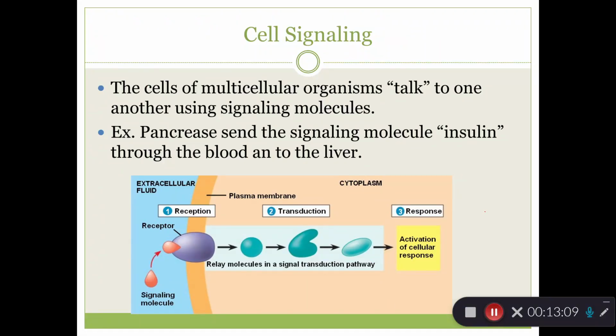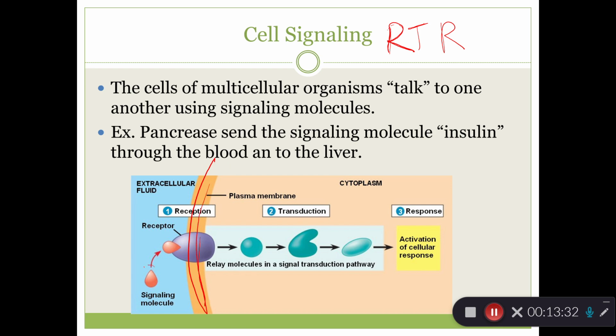Listen, I tell everybody, whether you're an Alabama fan or an Auburn fan, your cells are Alabama fans, right? Roll, Tide, roll. If you can remember that, then you can get this right. It's reception, transduction, response.